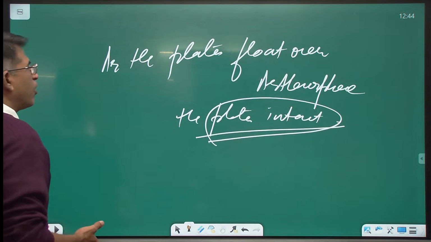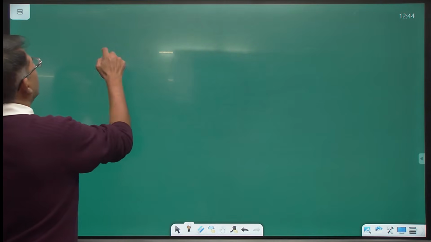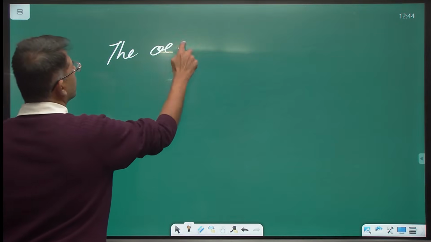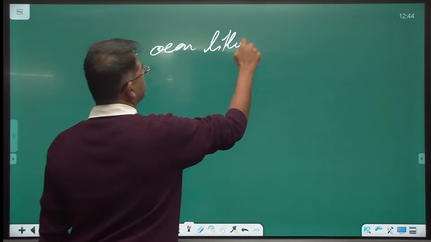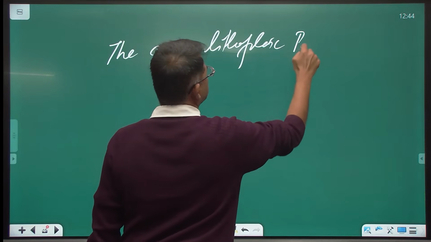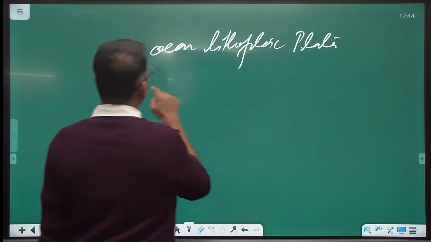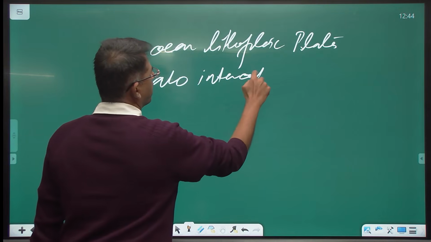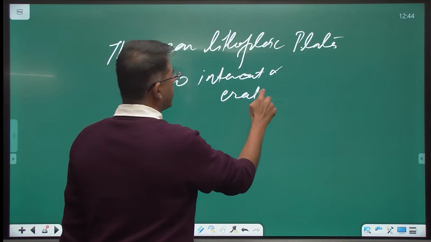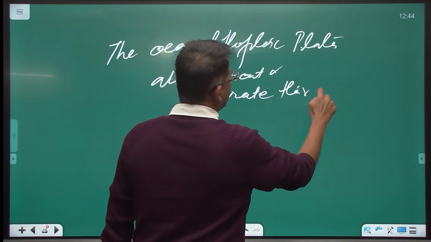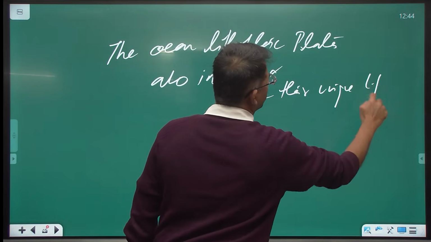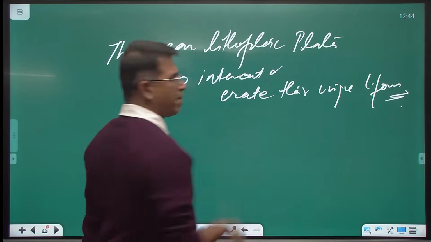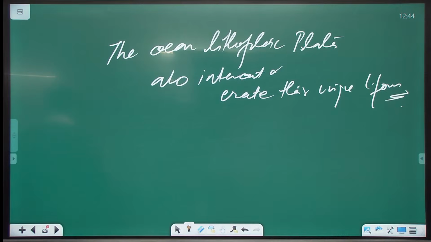Now for the ocean lithosphere, plates also interact and create their unique landforms. The ocean plates interact and they create their unique landforms.